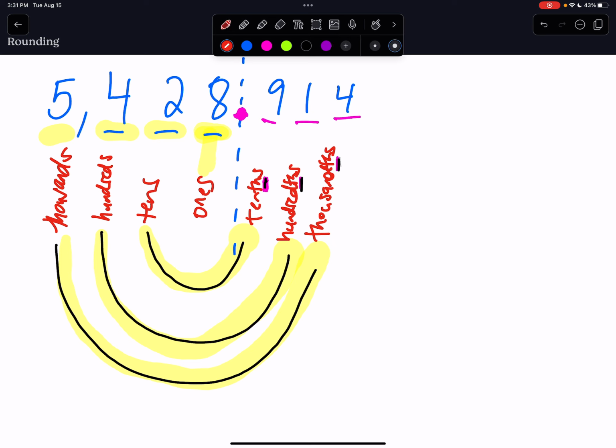So I really want to emphasize 1 to the right of the decimal place is tenths, 2 to the right of the decimal place is hundredths, 3 to the right of the decimal place is thousandths. So just getting that naming down is very, very important.